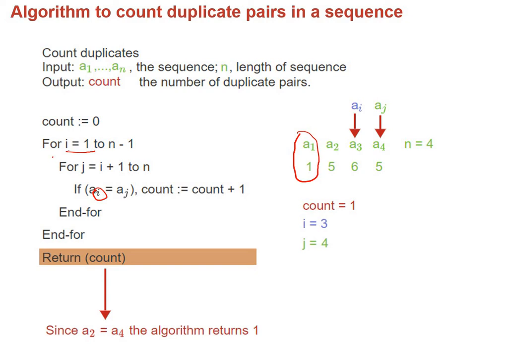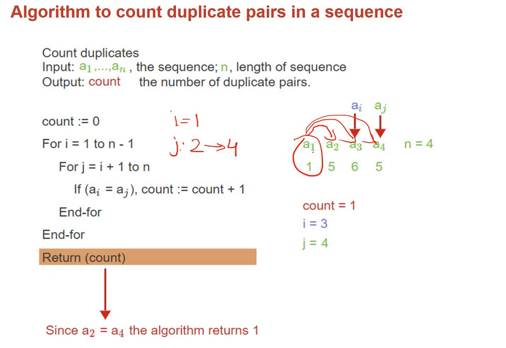Now remember the last time I said that Python, or any language, goes through the inner loop, finishes it, and then goes to the outer loop. So i is going to be 1 in the first iteration, and j is going to run from 2 to 4, 2 to n. It's going to compare this with that, this with that, and this with that. That's the first iteration.